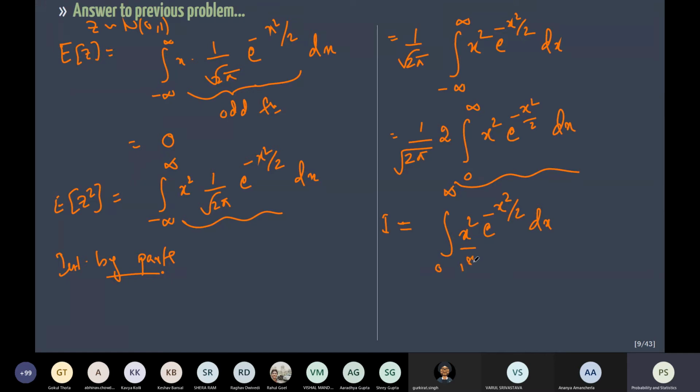So let us say this is the first function and this is the second function. So it is the first function into the integration of the second, minus the integral of the differentiation of the first into the integration of the second, so e to the minus x square by 2 dx, with limits 0 to infinity. So this is the integral that we are supposed to calculate.